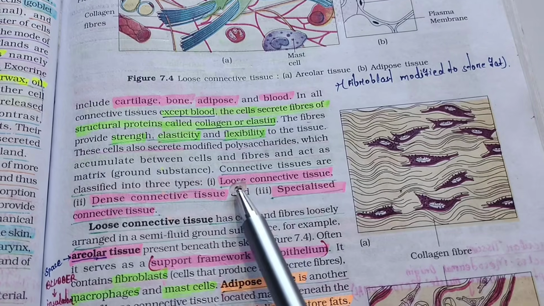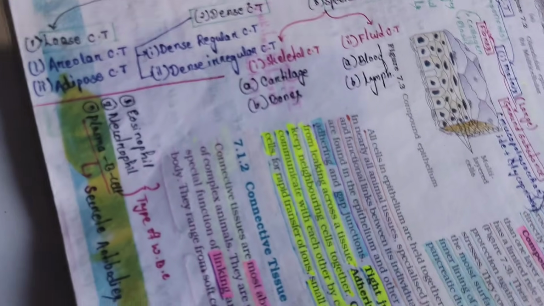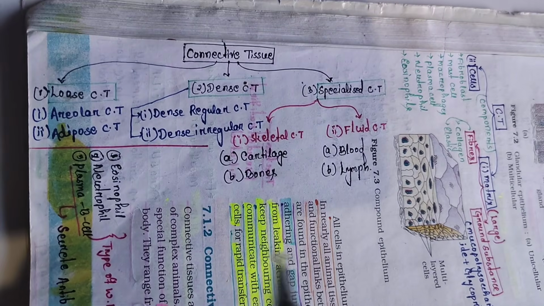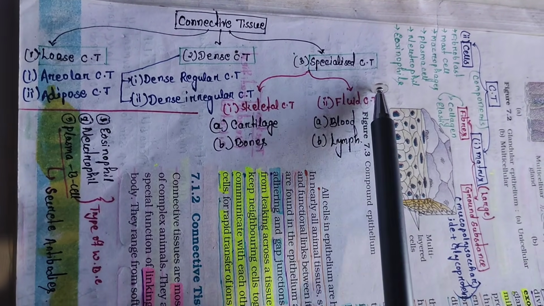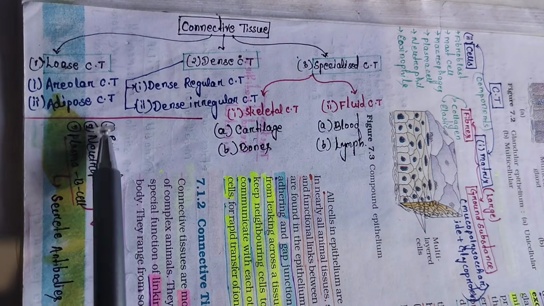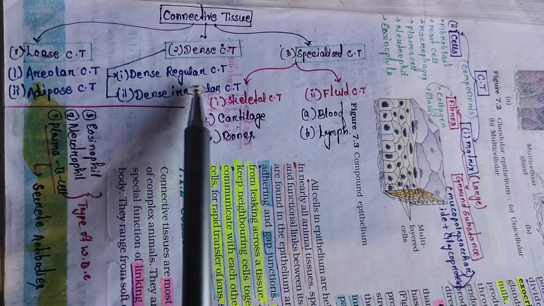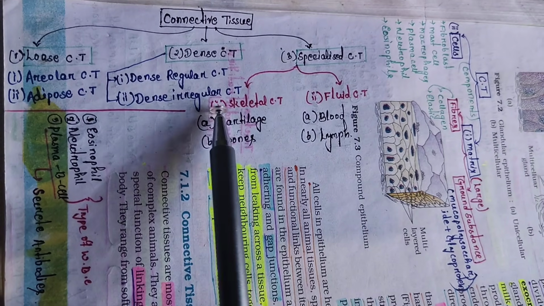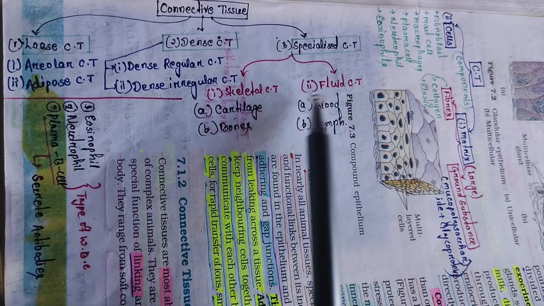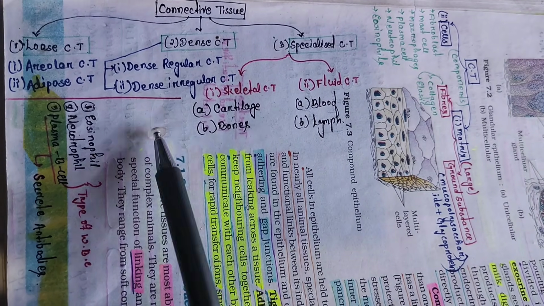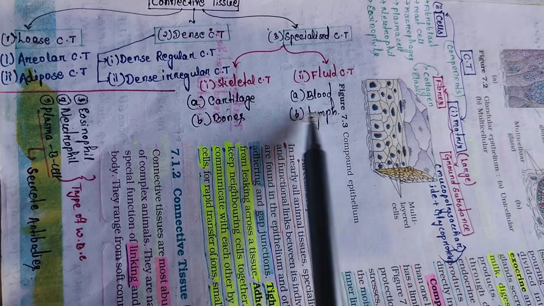Connective tissue are 3 types: loose connective tissue, dense connective tissue and specialized connective tissue. यहाँ पे देखो मैंने यहाँ पे बना के रख दिया है. Loose connective tissue are 2 types: areolar connective tissue and adipose connective tissue. Dense connective tissue are 2 types: dense regular connective tissue and dense irregular connective tissue. And specialized connective tissue are 2 types: skeletal connective tissue and fluid connective tissue. Example of skeletal connective tissue is cartilage and bone, and fluid connective tissue is blood and lymph.